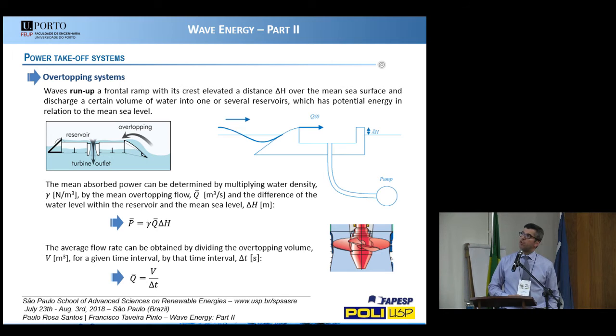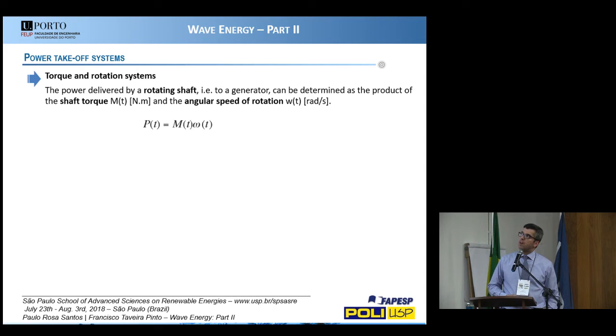In the case of overtopping devices, we need to know the head, so the difference between the water surface in the reservoir in relation to the mean sea level, and we also need to know the mean overtopping flow rate in order to assess the power. And in the case of torque and rotational systems, we should measure the shaft torque and the angular speed. So different power takeoff systems, different ways of reproducing those systems in the models, and different ways of estimating the power that is produced.